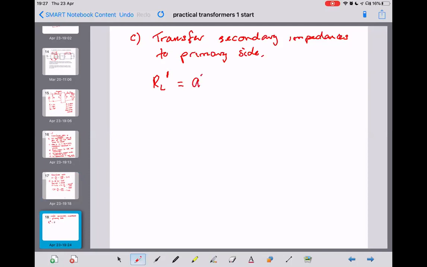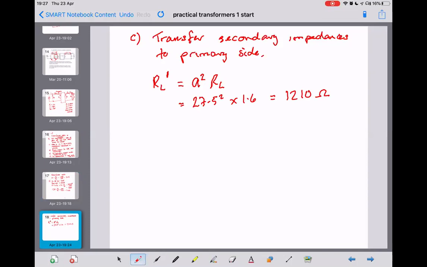I squared times the resistance as it is on the secondary side. So we multiply by the transformer ratio squared to transfer from primary to secondary. So that's 27.5 squared times 1.6. I've got 1210 ohms, but please check.